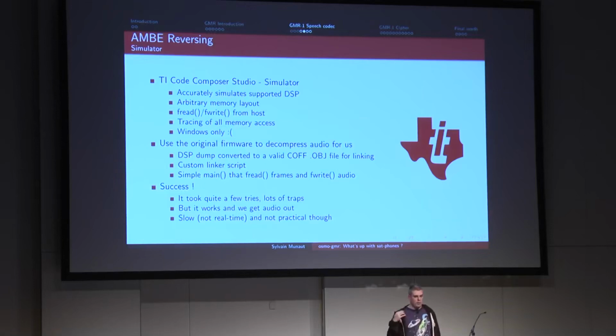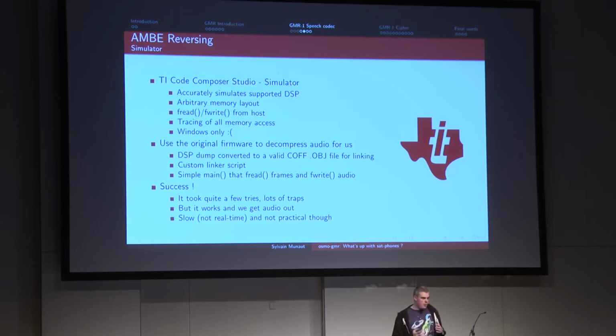So you can set up arbitrary memory map. You can also trace all memory access to see what part of memory is being read or being written or being executed, that kind of stuff. You can also actually access files on your host file system. So you can use fread and fwrite, and the simulator will automatically translate those calls into actual reading from your hard drive and writing to your hard drive. So you can just read a compressed file that you saved, and it will write an audio wave file at the output. And the way to do that is pretty straightforward.